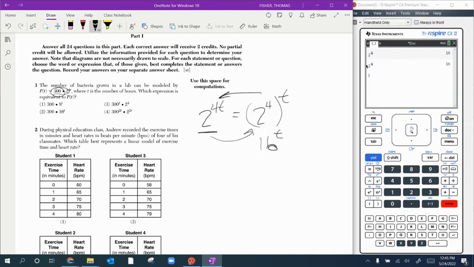So 2 to the 4th to the t is equal to 16 to the t. So we can rewrite that as 300 times just 16 to the t. And that, you'll see, is choice 2. That's why that's the answer.